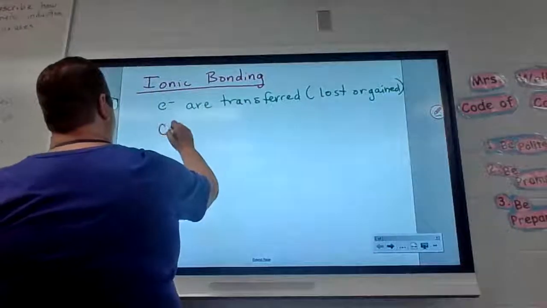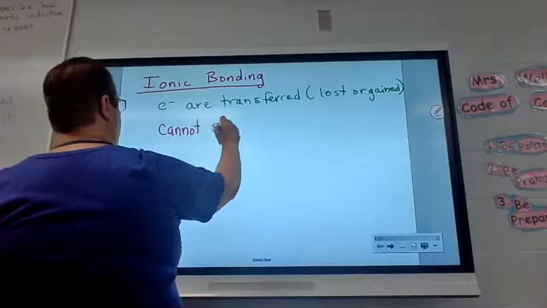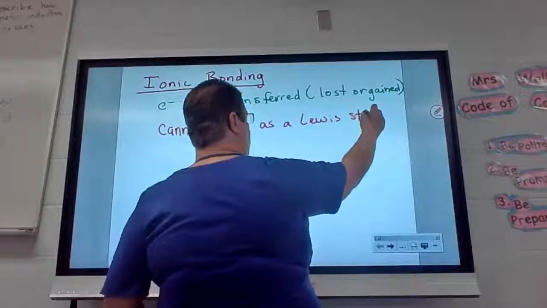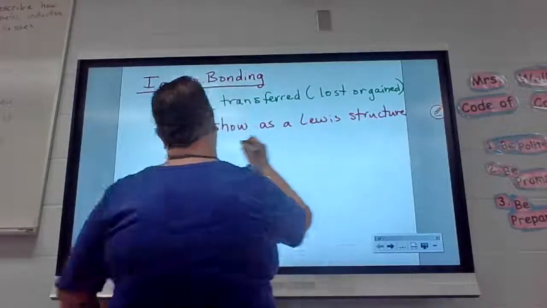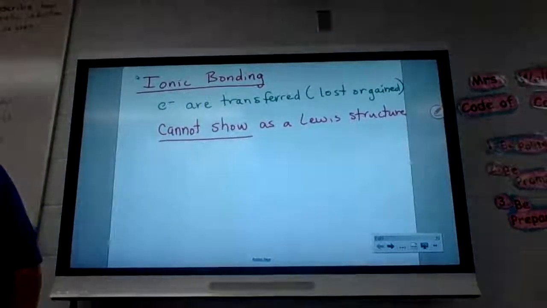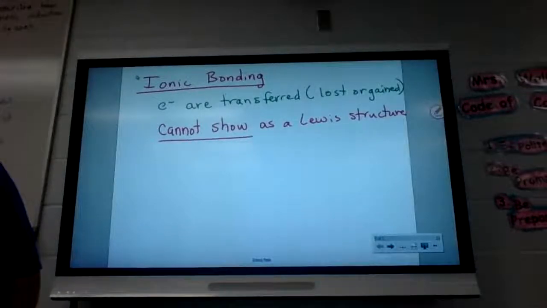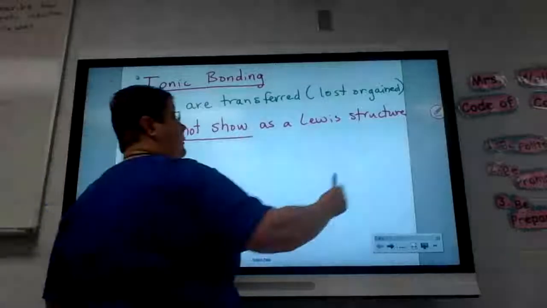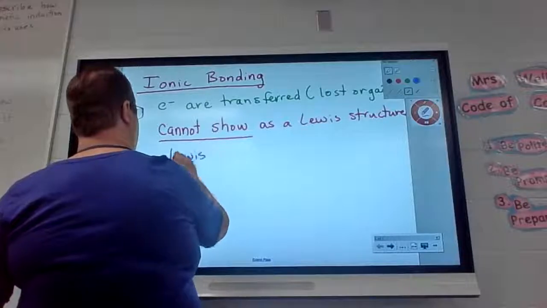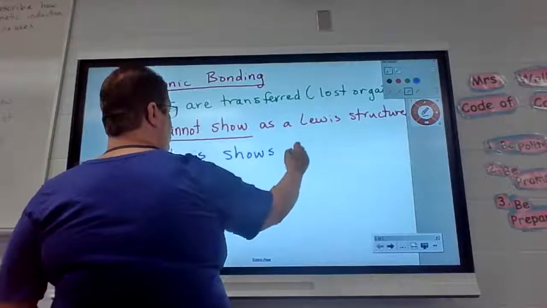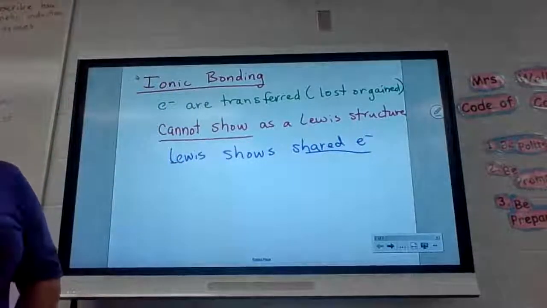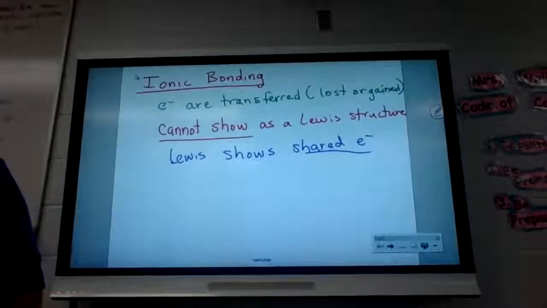Okay? We cannot show as a Lewis structure. Why can we not show this as a Lewis structure? What does a Lewis structure show? Show share. Okay? We cannot show it as a Lewis structure. Lewis shows shared electrons. Okay? So we cannot show it as a Lewis structure. We have to show it a different way.